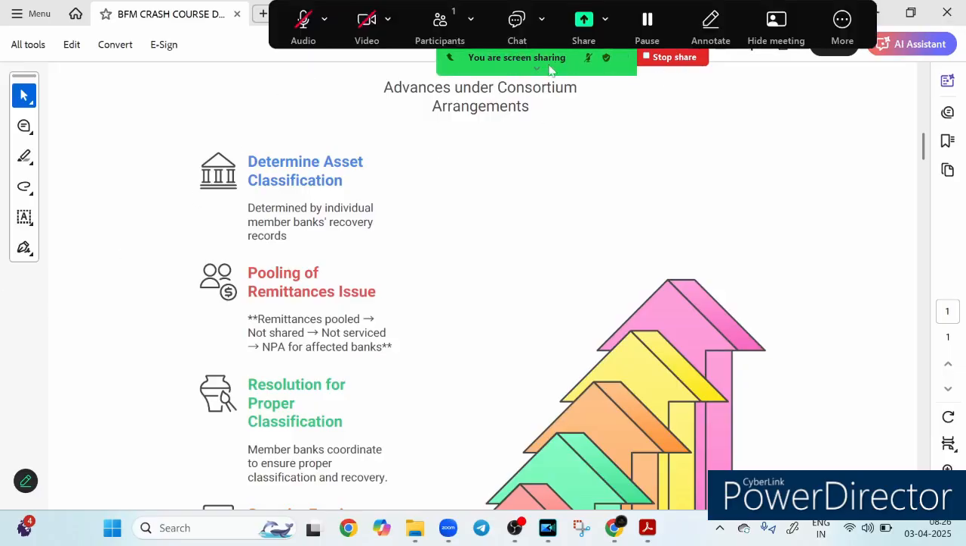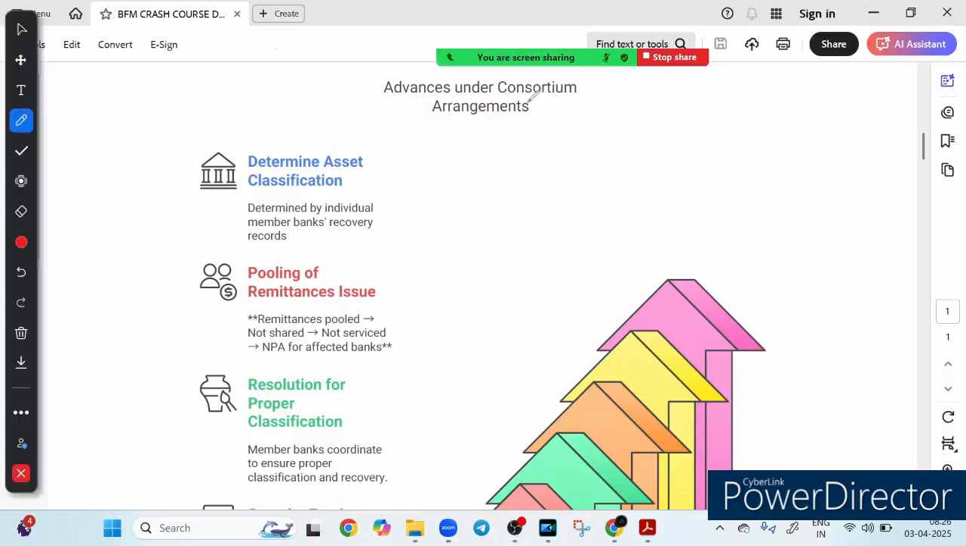Now friends, let's switch our focus to the next important point we have, that is advances under consortium management. What is the meaning of consortium management? First of all, you have to determine the asset classification. In consortium management, the classification of asset is determined by the individual member bank.